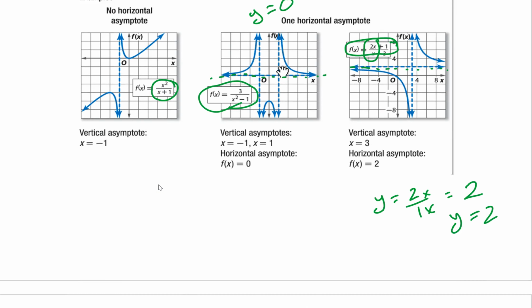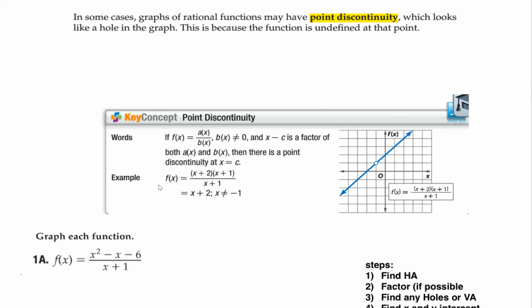Now there's one last thing we haven't talked about yet. And that's a point of discontinuity, also known as the hole in the graph. Sometimes your graph has a hole in it. And that happens when stuff cancels.